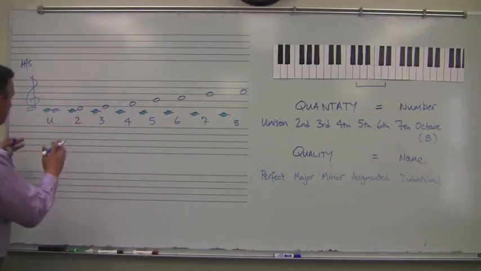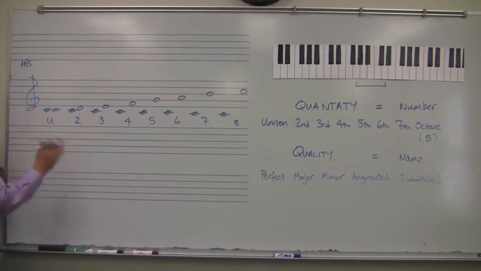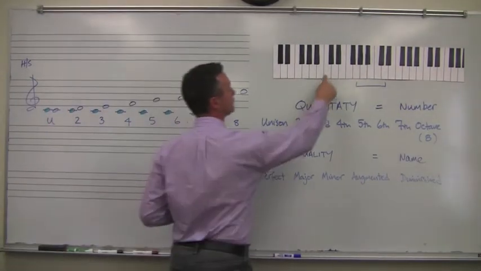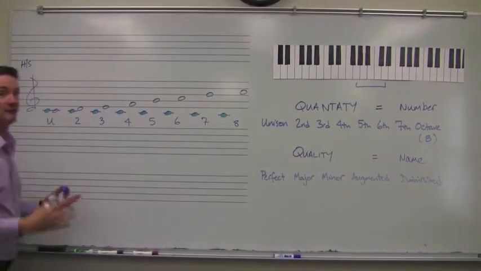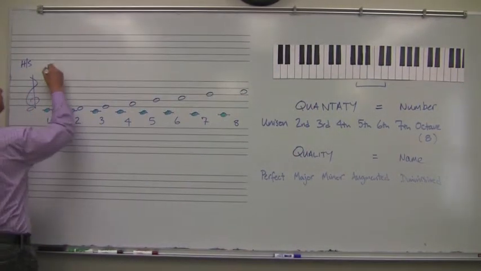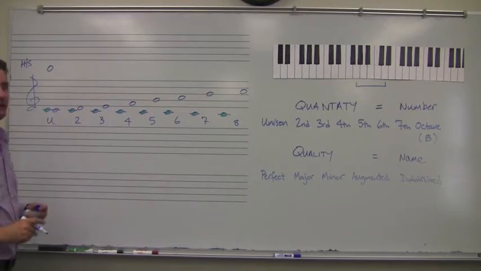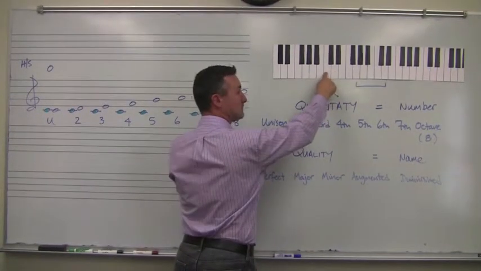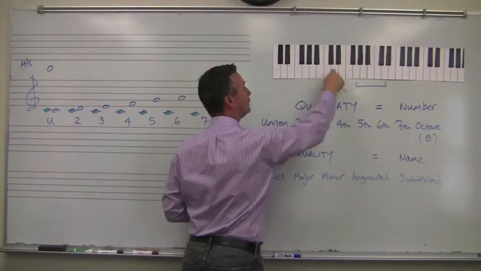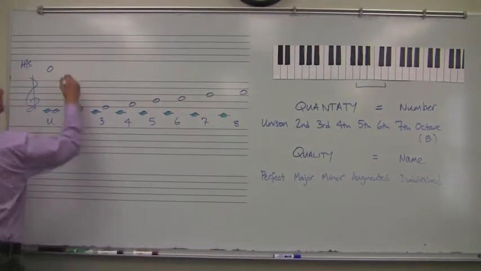Well, if I were to count the number of half steps in a unison, I would find that starting on the note C and going to the note C, no half steps are involved. I haven't moved anywhere. So 0 half steps in a unison. In a second, if I start on C and I'm going to D and I count the half steps as I go, 1, 2, 2 half steps.